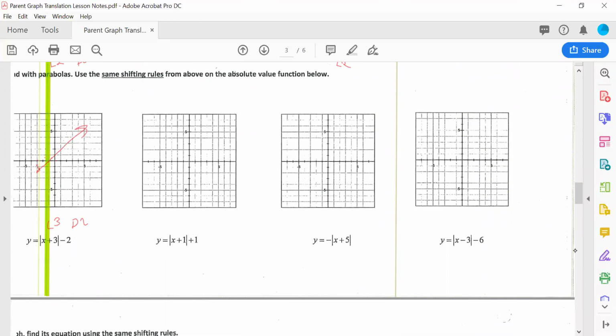I don't know what you call a smiling V, but it's a V going up. So this is going left 1 and up 1. See how quickly I'm thinking about this? Left 1, up 1, boom. And the V is smiling.